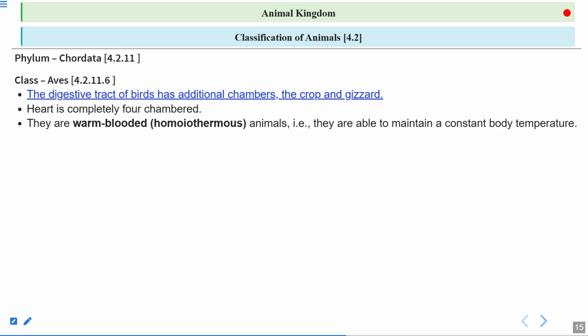They are warm-blooded, homoiotherms animals. They are able to maintain a constant body temperature. Now, this is a very unique feature of this particular class, warm-blooded. In the case of amphibians, the organisms were cold-blooded. In the case of reptiles, they were cold-blooded. But here, the Aves, birds, they are warm-blooded. Homoiothermous. They can maintain their body temperature, constant body temperature.